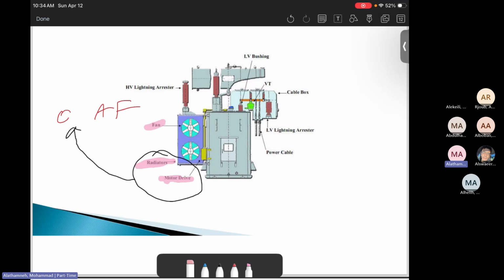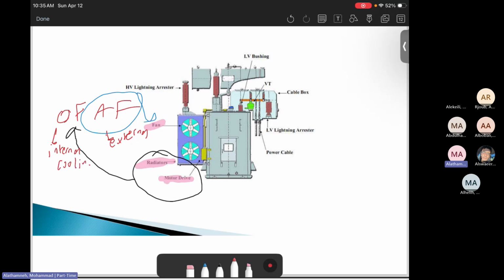Therefore, I would say it's not oil natural. It's oil forced, air forced. Oil forced because there is a radiator and motor drive for oil circulation, and air forced because of the fan. Air forced would be the external cooling method using the fan. Oil forced is internal. So this is external cooling, while oil forced is internal cooling.